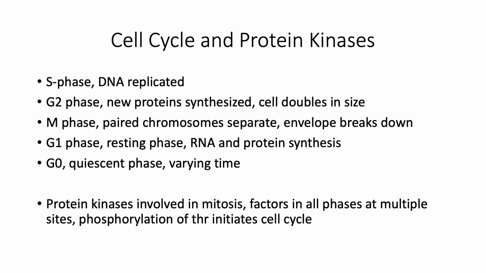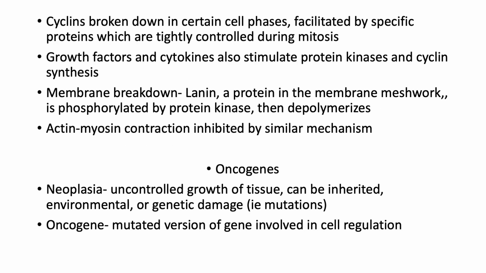Protein kinases are involved in mitosis. They're factors in all phases at multiple sites, and the phosphorylation of threonine initiates the cell cycle. Cyclins are broken down in certain cell phases. These are facilitated by specific proteins that are tightly controlled during mitosis. There are growth factors and cytokines. These also stimulate protein kinases and cyclin.